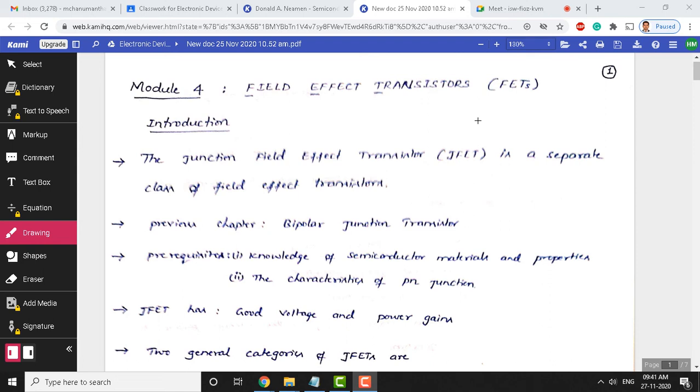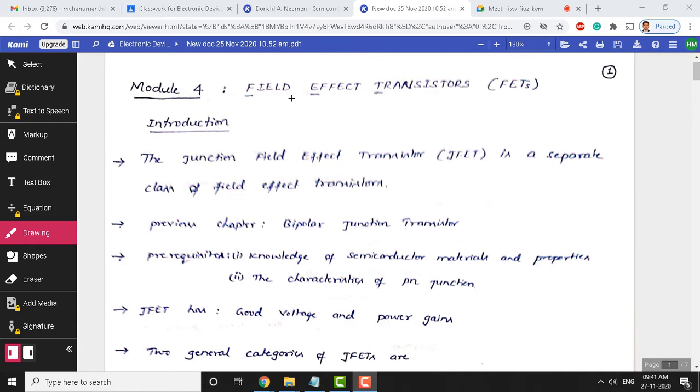Okay, in today's class we will discuss field effect transistors. Last class we introduced the field effect transistor. We came to know what we mean by a field effect transistor. This is a voltage controlled device. That means the current through this device can be controlled by applying voltage at the input terminal.